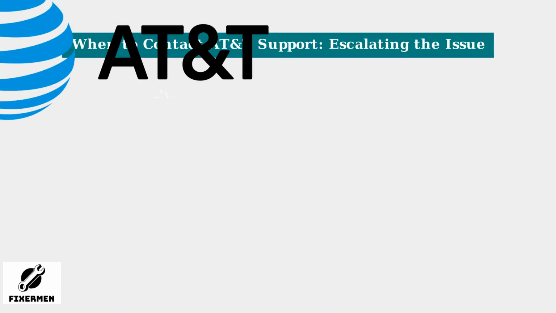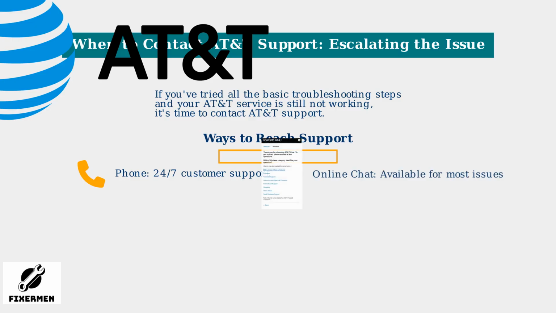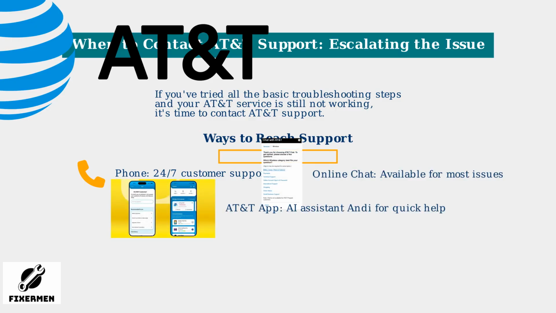If you've tried all the basic troubleshooting steps and your AT&T service is still not working, it's time to contact AT&T support. You can reach them via phone, online chat, or the AT&T app. AT&T offers several ways to get help. You can call their 24/7 customer support line, use online chat for technical assistance, or access the AT&T app with its AI assistant named Andy.